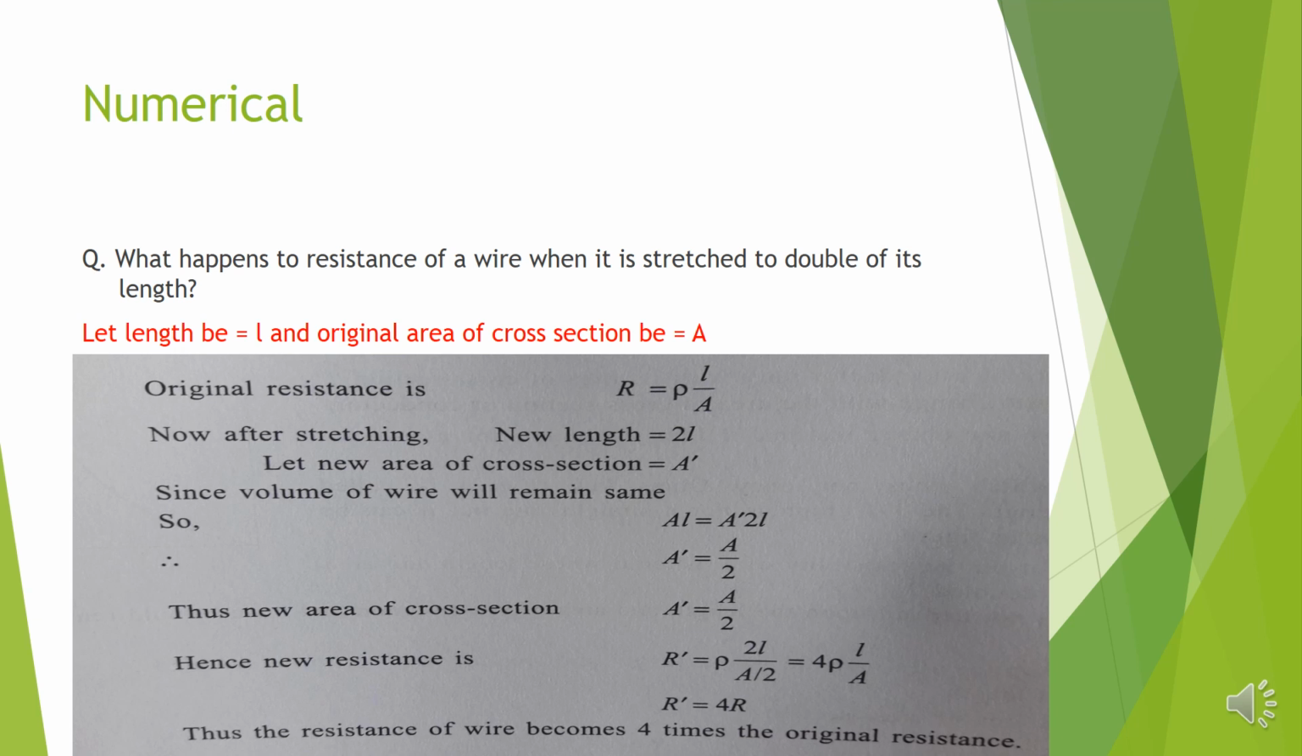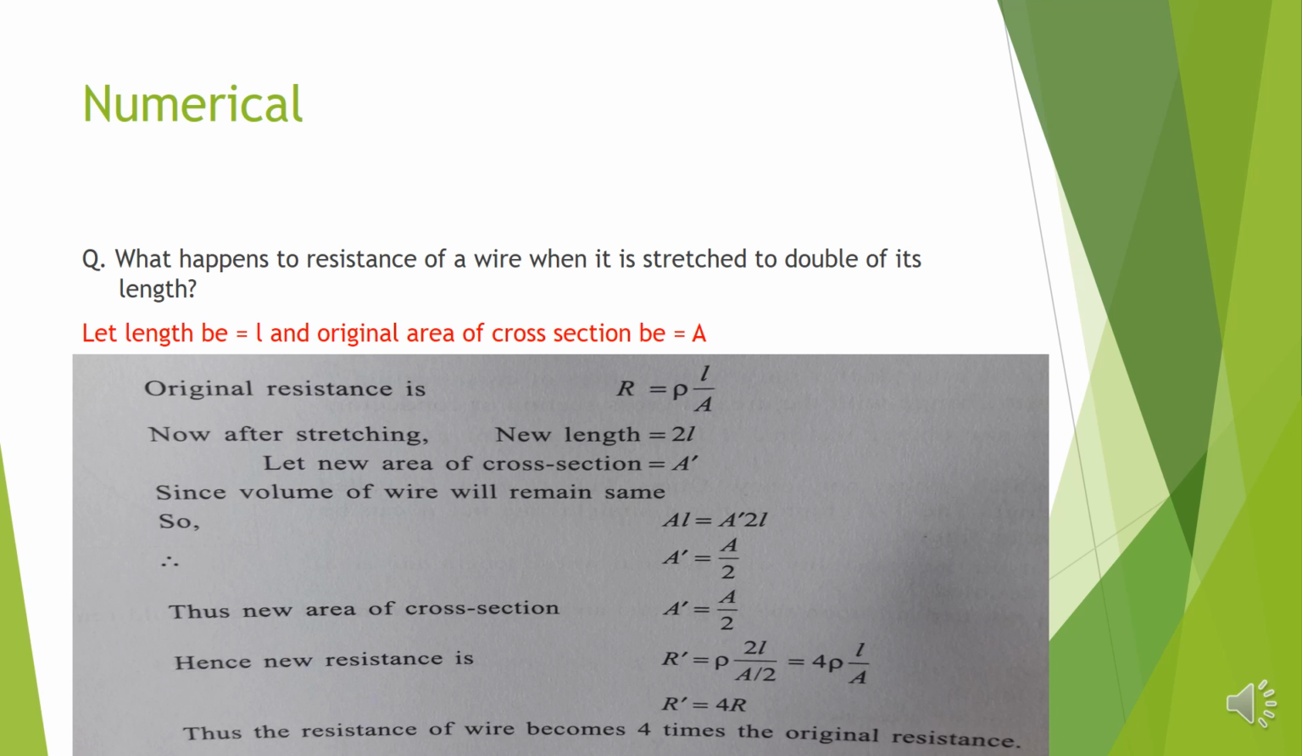What happens to the resistance of a wire when it is stretched to double of its length? Now here you have to remember one concept. The same wire, when you are stretching, then what will happen? The length is increasing, but the area of cross section is decreasing. What will remain constant? Volume will remain constant. This is a very typical sum and concept. You please remember it. When you are stretching a wire, it becomes thinner. So that means area is becoming halved, length is becoming double.